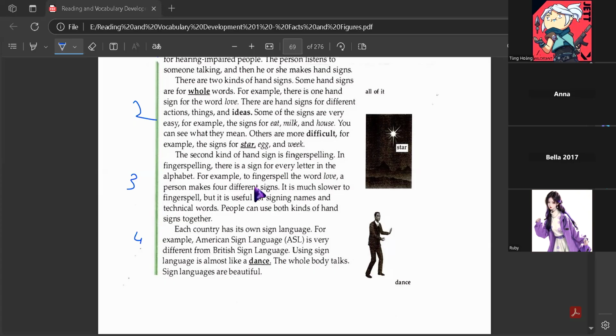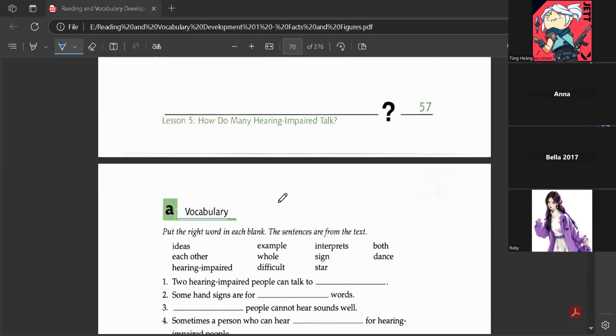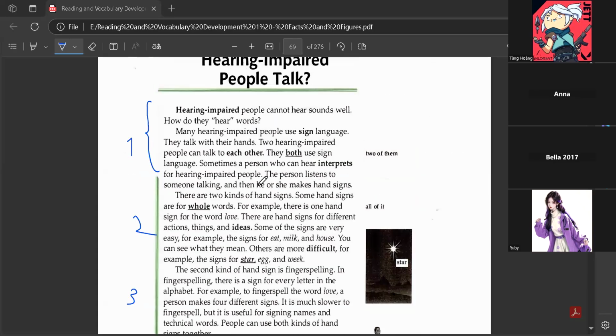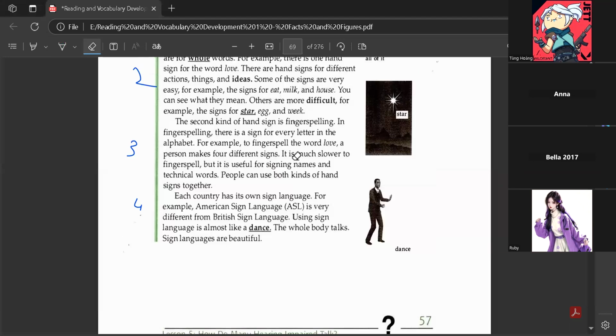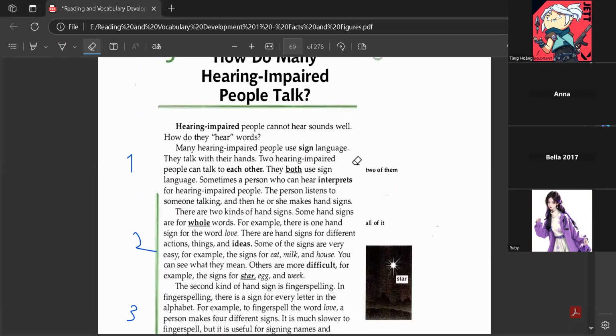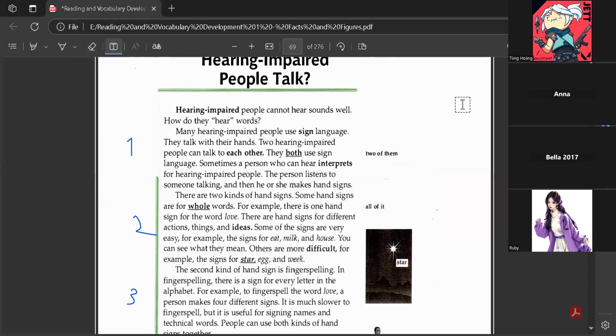All right, thank you. Okay, so as I promised the last time, I'm going to paraphrase this whole long paragraph for you guys, and then we move on to the exercise. Okay, so let's hop on to it. The first one: hearing impaired people cannot hear sounds well. How do they hear words?